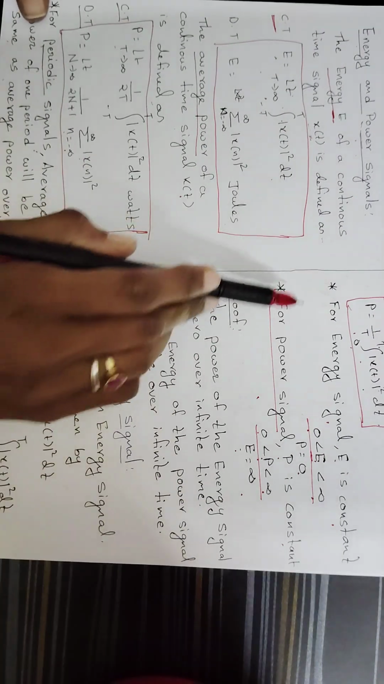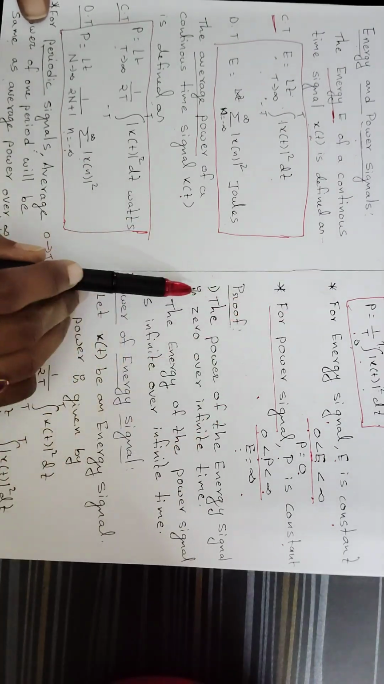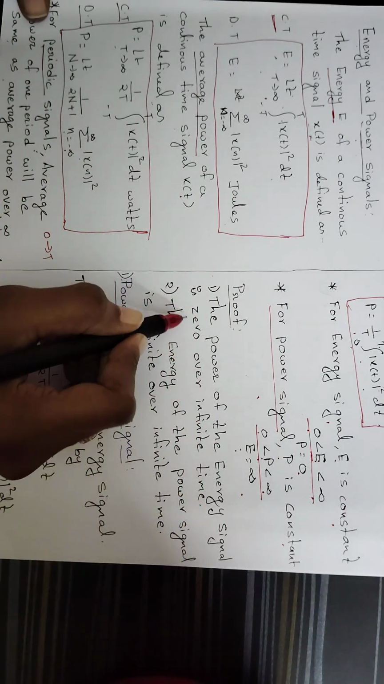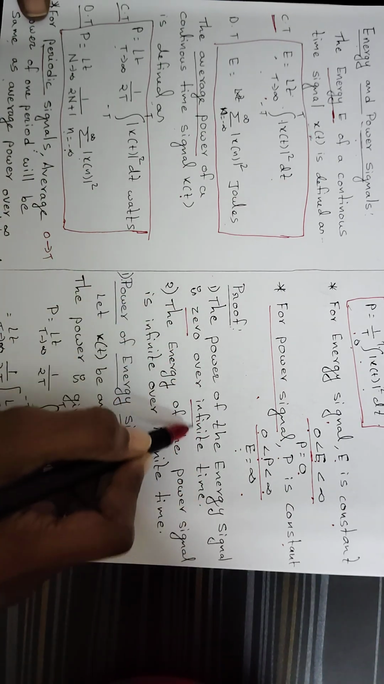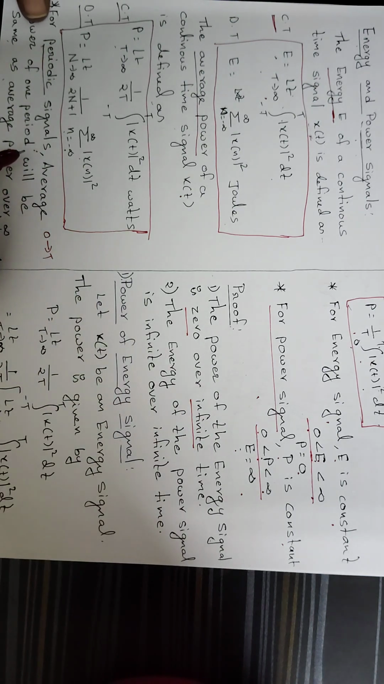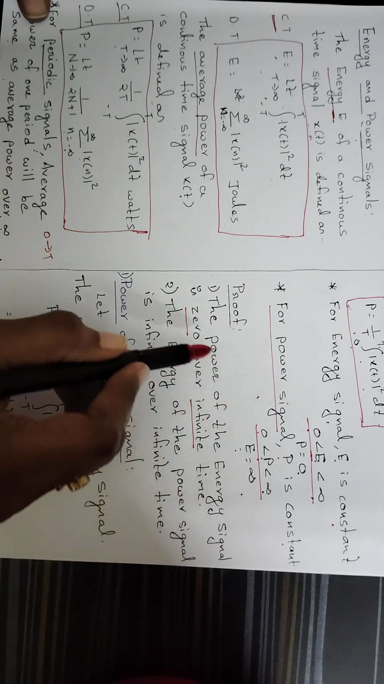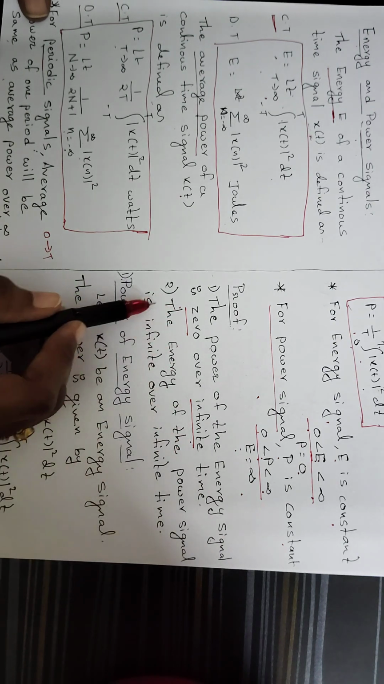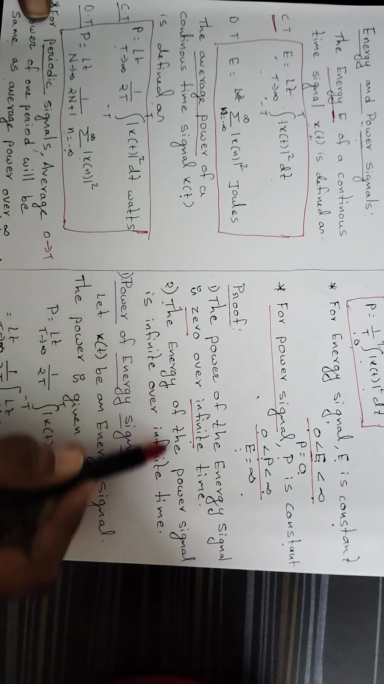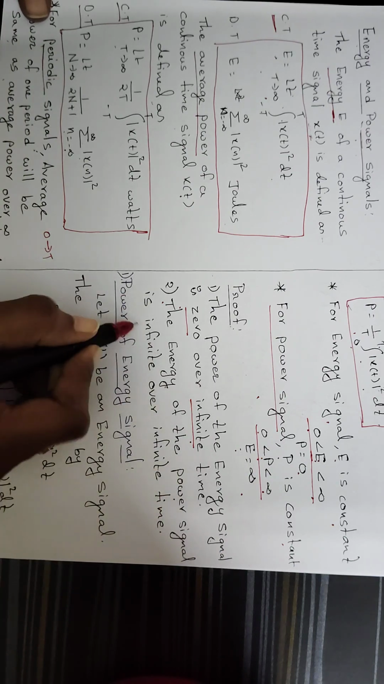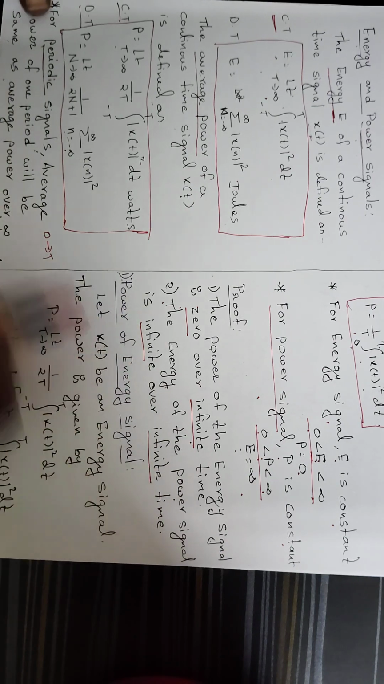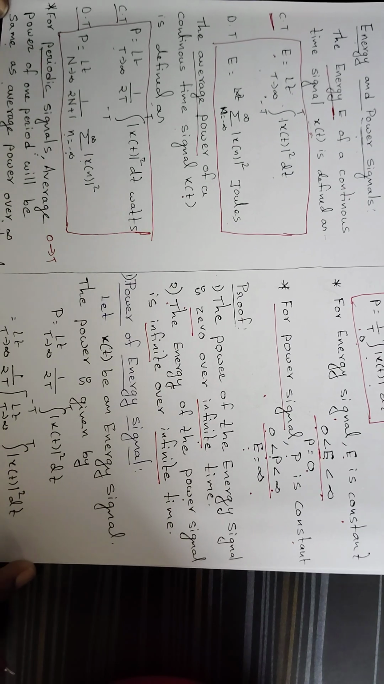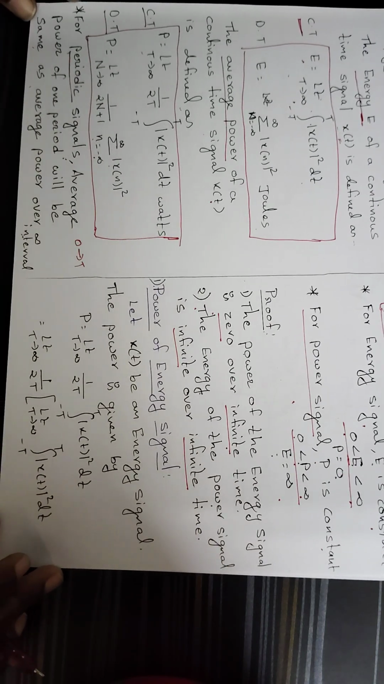Let us see these two proofs. First, the proof that the power of an energy signal is 0 over infinite time. Next, the energy of a power signal is infinite over infinite time. We have to prove these two, and the proofs are also important from the exam point of view.